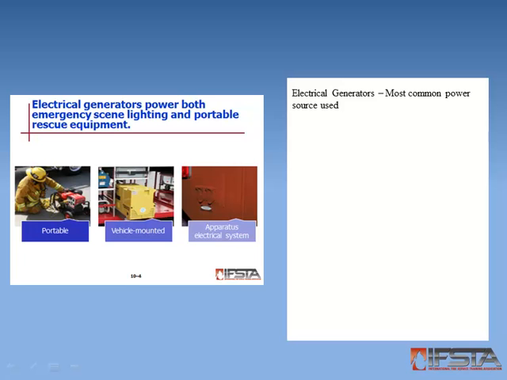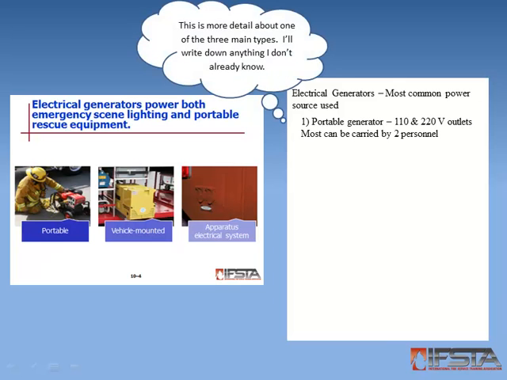Portable electric generators are powered by small gasoline or diesel engines. They have 110 or 220 volt capacity outlets. Most of these portable generators are light enough to be carried by 2 emergency personnel. Very useful when vehicle mounted systems are not available.